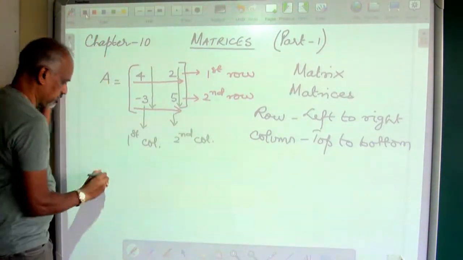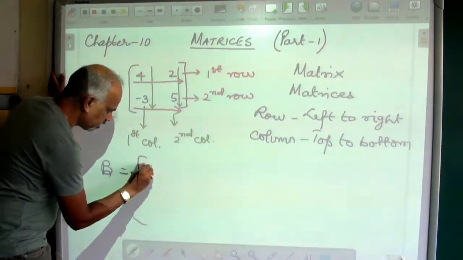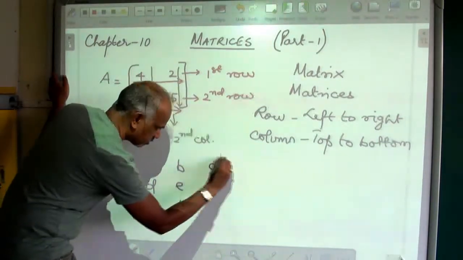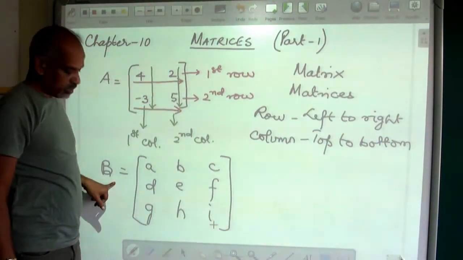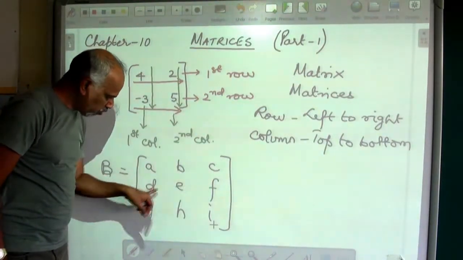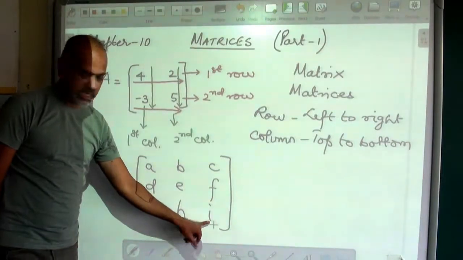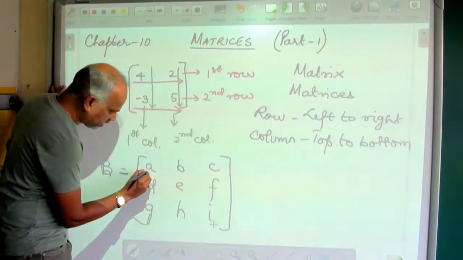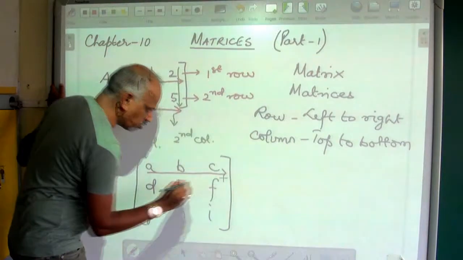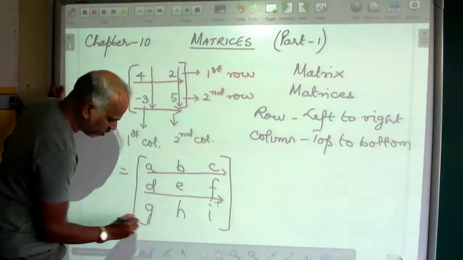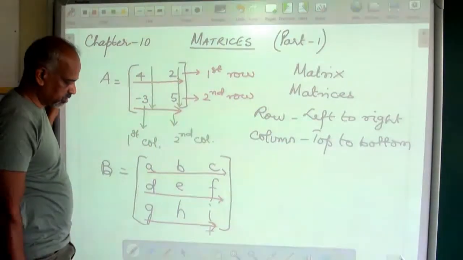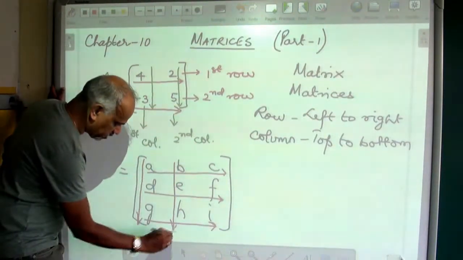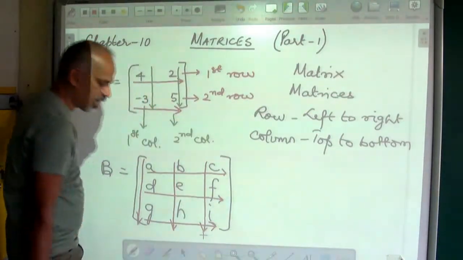Another example I can give you, look at this. B is a matrix which has A, B, C, D, E, F, G, H, and I. The name of the matrix is B, and there are 1, 2, 3, 4, 5, 6, 7, 8, and 9 elements. These 9 elements are also arranged in rows and columns. So A, B, C, this one is your first row. D, E, F is in the second row. G, H, and I are in the third row. Similarly, about columns, A, D, and G are in the first column. B, E, and H are in the second column, and C, F, and I are in the third column.